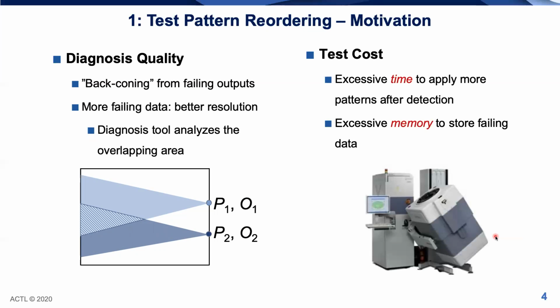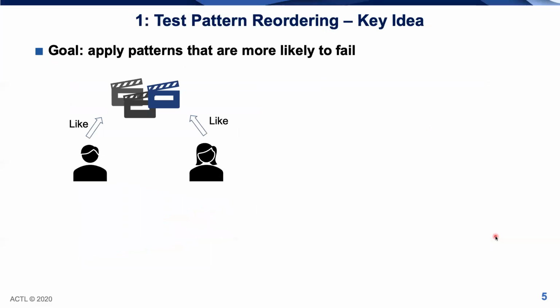Despite the benefit brought by additional field data, collecting more data is not always feasible. For example, collecting more tester data increases cost due to increased tester time and may need excessive memory to store failing data. The trade-off between diagnosis quality and test cost motivates us to find a method that can collect enough failing data with less test cost. In other words, the goal is to apply patterns that are more likely to fail.